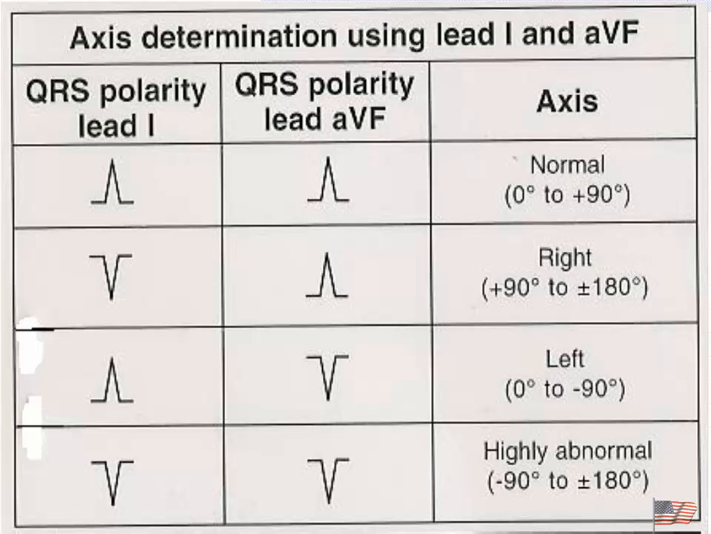Left axis deviation caused by right ventricular infarction, left ventricular hypertrophy is going to be this portion here. Right to left is still true, but top to bottom is not. Top to bottom, it's bottom to top.